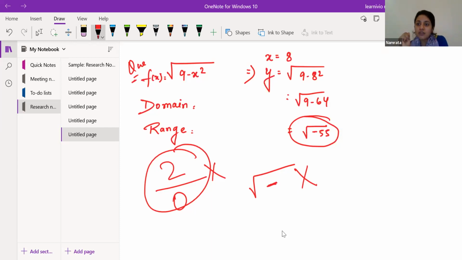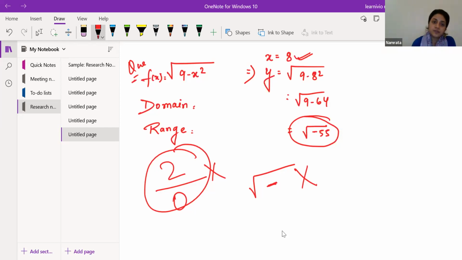We will always try to avoid 0 in the denominator. We will always try to avoid a negative sign inside the square root. So here you can see our y value became root minus 55, which is not okay. That's not a real number. So this x value is not acceptable. 8 is not acceptable. Similarly, if you take a higher x value, that will not be acceptable. So we need to approach this question differently.